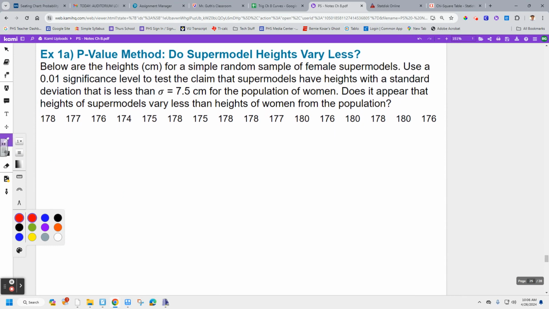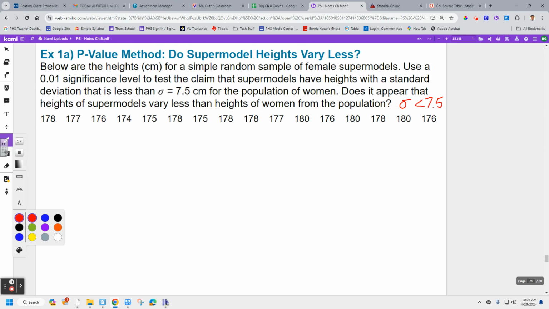First example, 1A, p-value method. Below are the heights for a simple random sample of female supermodels. Use a 0.01 significance level to test the claim that supermodels have heights with a standard deviation that is less than sigma 7.5. So we can think about it more like this. For the population of women, does it appear that the heights of supermodels vary less than heights of women from the population? Now, before we can get into our hypothesis testing, we have to check the requirements.